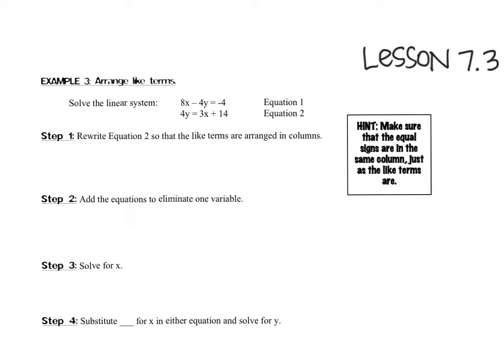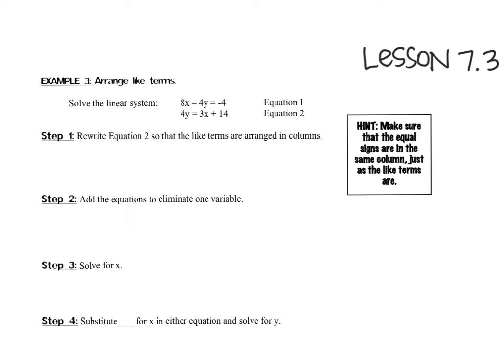When you line things up, you need to line up the x terms, the y terms, the equal signs, that's important, and it gives you that hint over here, and the constants. It doesn't matter what order they go in. So you could go x terms, y terms, equal signs, constants. You could go y terms, constants, equal signs, x terms.